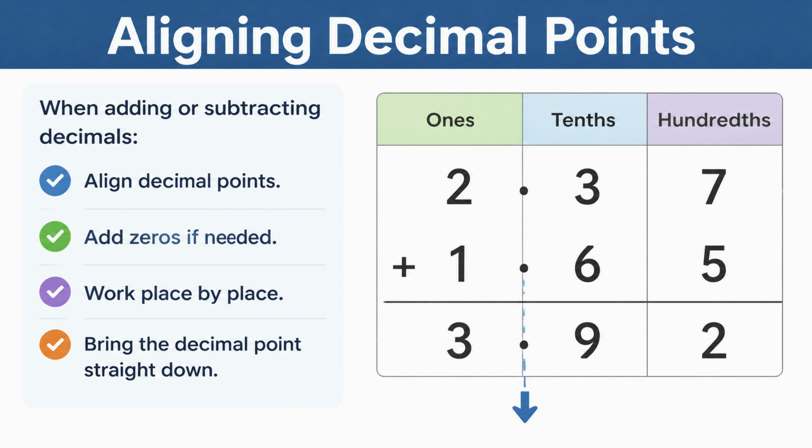Aligning decimal points. When adding or subtracting decimals, always align the decimal points. This keeps units under units, tenths under tenths, hundredths under hundredths, and so on. If needed, add zeros to make the number of decimal places equal. Then add or subtract place by place. Finally, bring the decimal point straight down into the answer. So the rule is, always align decimal points before adding or subtracting decimals.